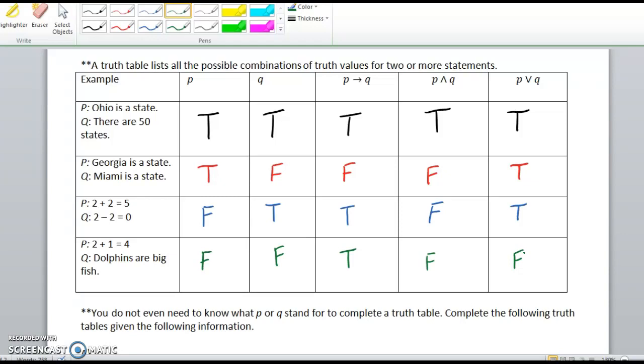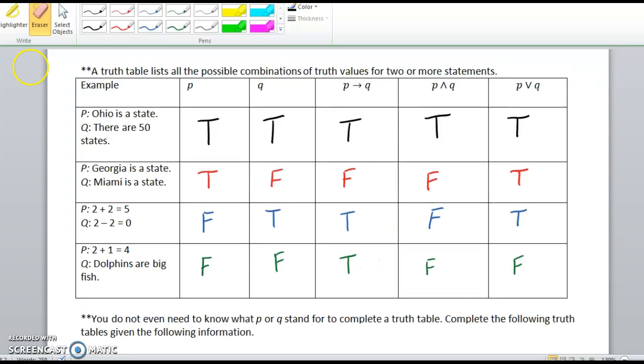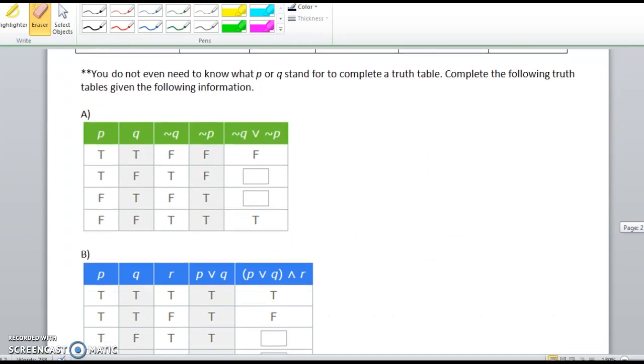So the only time that I have a false P implies Q is when I have true implies false. Everything else is true. And the only time I have a true P and Q is when both are true. Everything else becomes false. And the only time I have a false P or Q is when both are false. So there's a good reference for you for P implies Q, P and Q, P or Q, knowing when P and Q are true or false. So please use this as a reference. You can use this for your next couple problems if you need to. Let's go ahead and move on down to those.